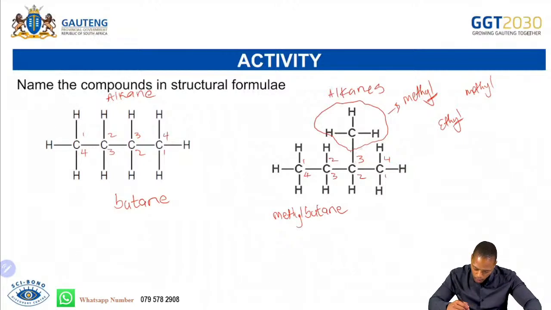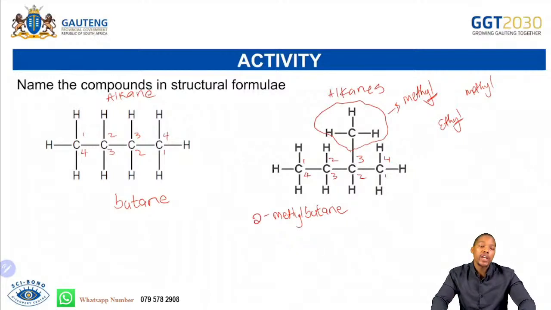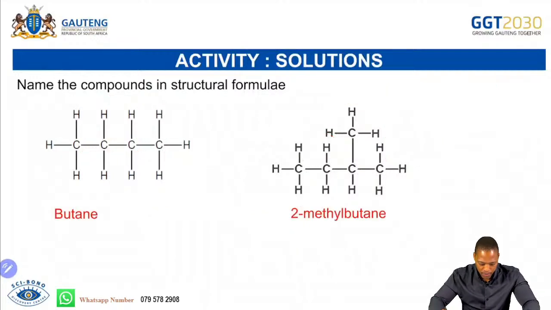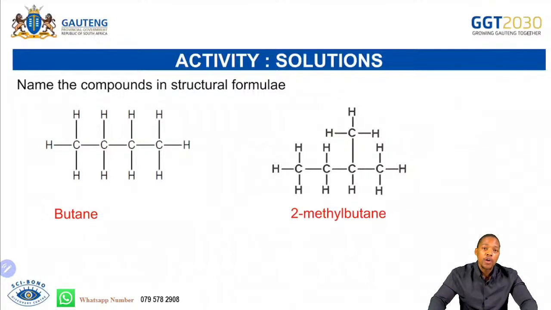If I go with top numbering system, I get 3. If I go with bottom numbering system, I get 2. This is the numbering system I will choose. Therefore, it means the attachment is on carbon number 2. So it's 2-methyl butane. That should be the name that I find when I name this compound. Okay, so it should look something like this. This one should be a butane, as we said, and the solution for this one should be a 2-methyl butane. That's how you name grade 12.